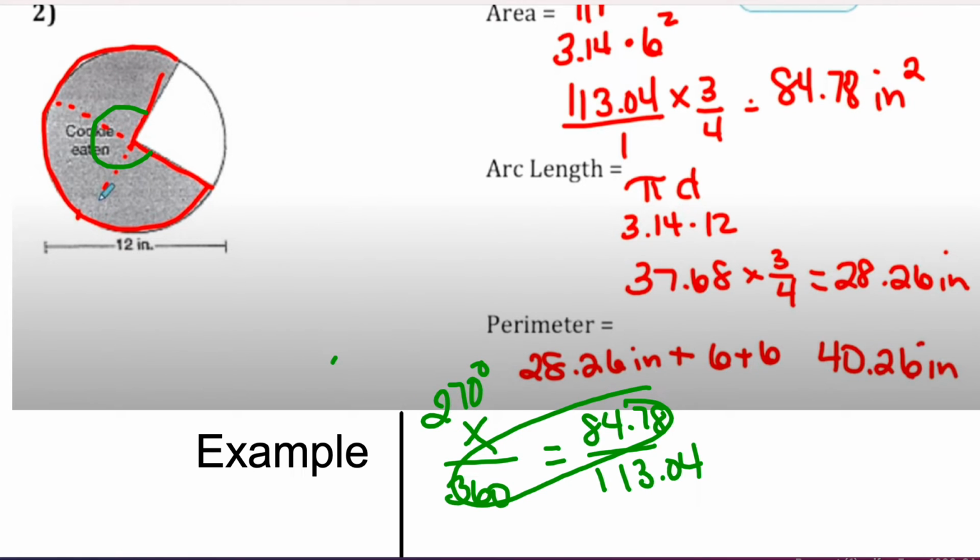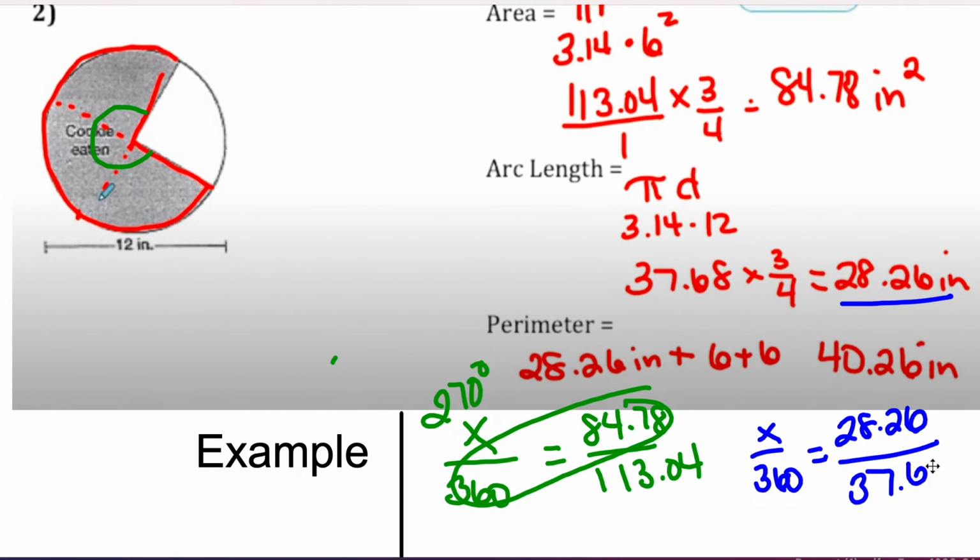I could have used the idea of the circumference and used again x over 360 equals the part of it, 28.26, over the whole, 37.68. Cross multiply, divide, and I get again 270 degrees. So we can use that idea of proportions now.